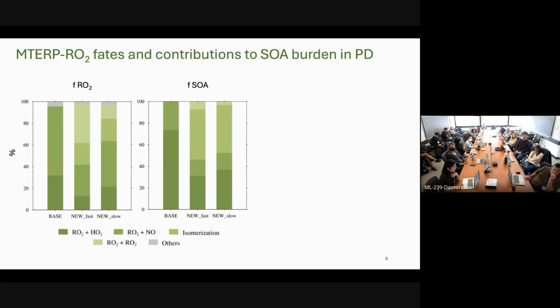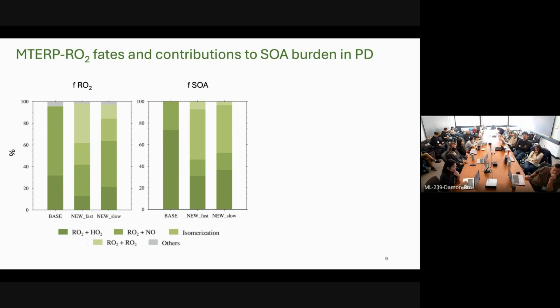For some results here, I'm showing some bar plots: the RO2 fate on the left and the contribution from each reaction to SOA burden on the right. Different reactions are shown by different colors, and I'm only showing the results for monoterpene RO2s because most of our modifications are done to monoterpenes. Looking at the left figure, you can see how much the bar plots have changed. So this means that the chemistry has changed significantly from the base experiment to the new experiments.